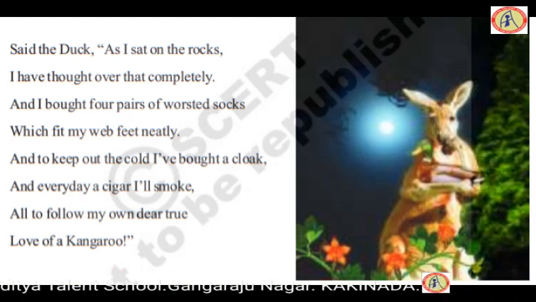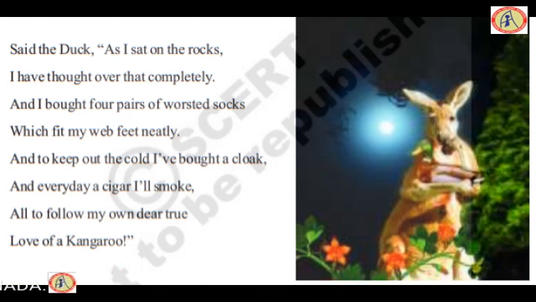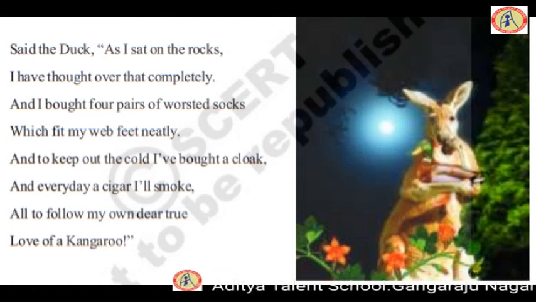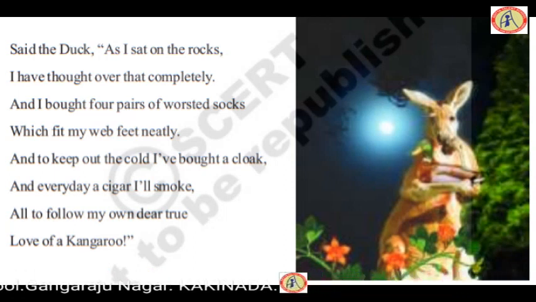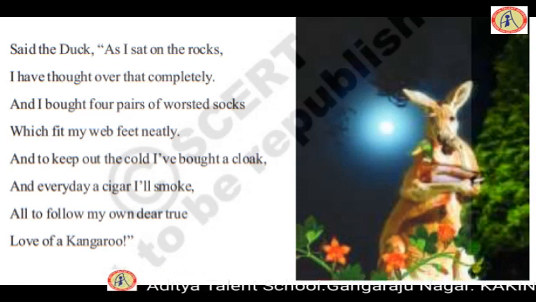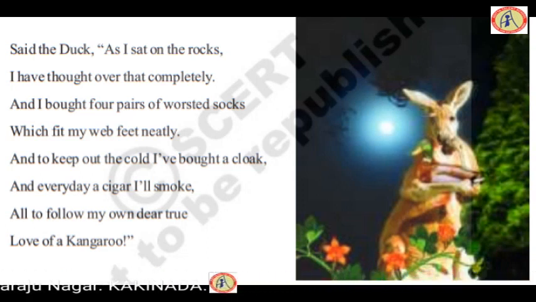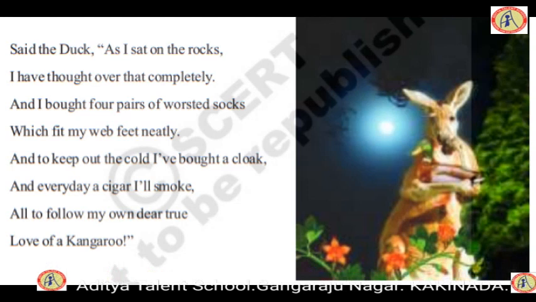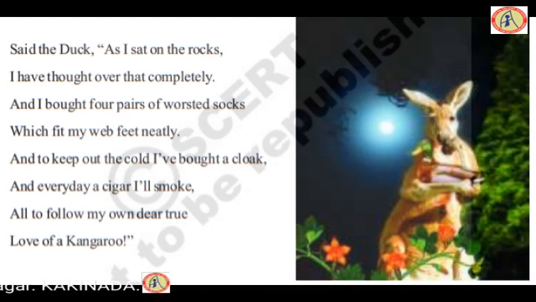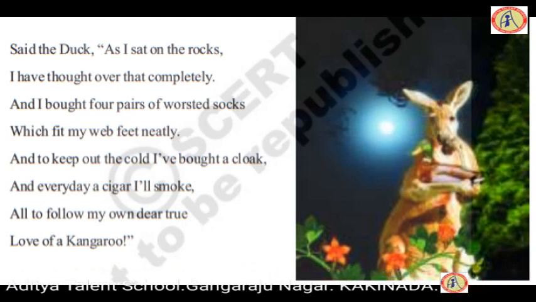Now, as you asked me about the bold speaking of you, I decided. I sat on the rocks, thought over it completely, what to do. So I bought 4 pairs of worsted socks. Worsted socks means woolen socks. So if I wear the socks, then you may not get rheumatism. So I thought, and I bought 4 pairs which fit my web feet neatly. So I will wear them. And to keep out the cold, not to get cold in my body, I have bought a cloak. Cloak is also called a coat that protects from cold.